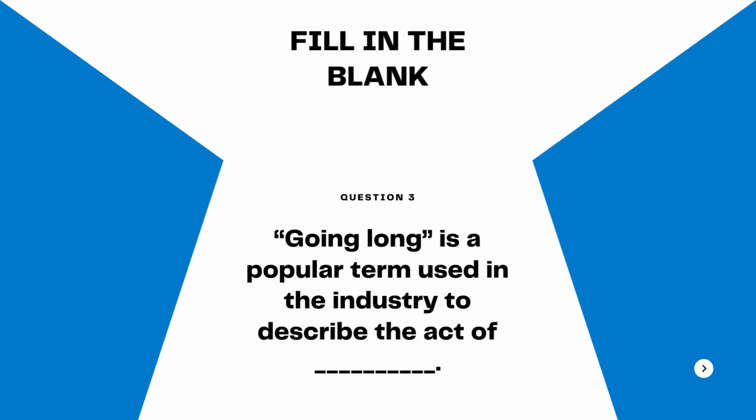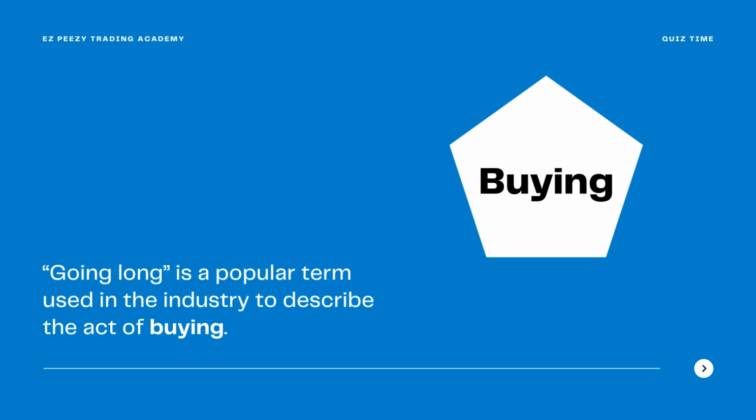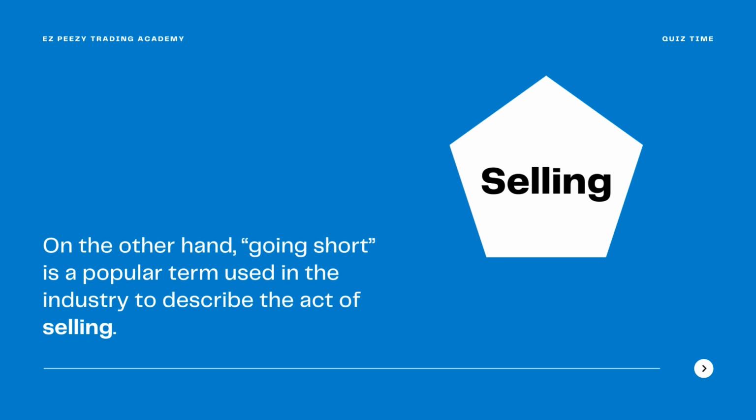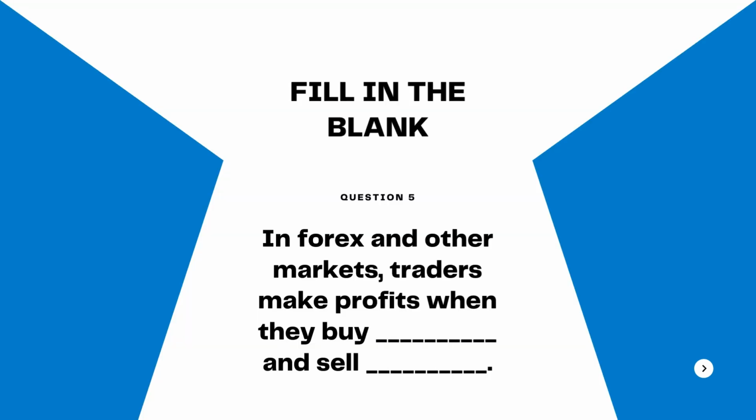Going long is a popular term used in the industry to describe the act of, now you should know this from the previous lesson, right? Going long is used to describe the act of buying. On the other hand, going short is a popular term used in the industry to describe the act of selling, right? So when we say we're going to short or shorting the market, we're talking about selling the market.